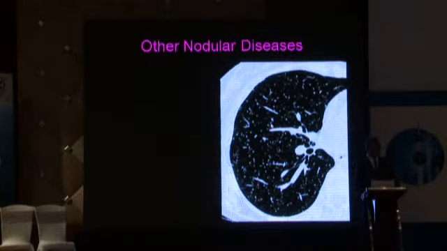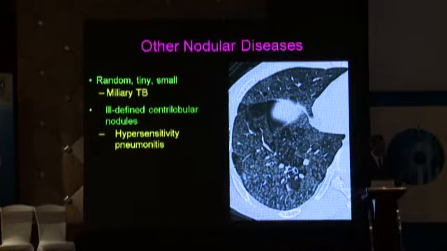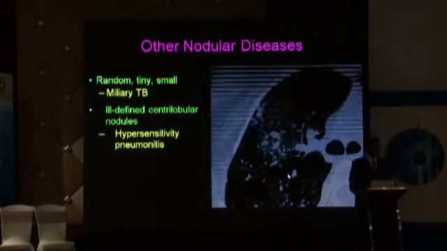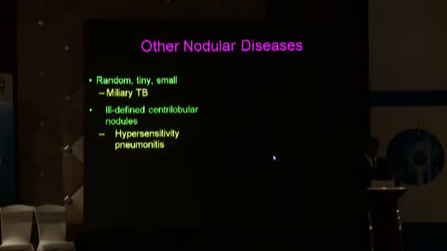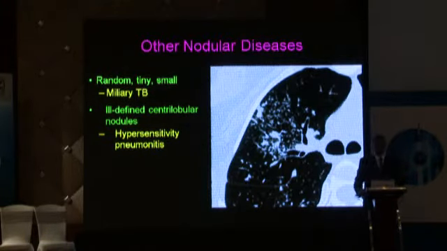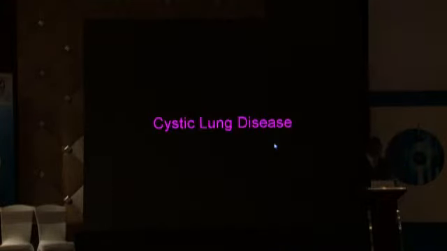Here we have 2 to 3 millimeter size nodules that are randomly distributed throughout the lung parenchyma, extremely well defined. This is what we get with miliary tuberculosis. We've already seen these ill-defined centrilobular nodules. They're very different from the sarcoid nodules. This is what we get with hypersensitivity pneumonitis. And then we have these clustered high-density centrilobular nodules, some of them with what we call a tree and bud appearance, and this is called infectious bronchiolitis and typically seen with tuberculosis.